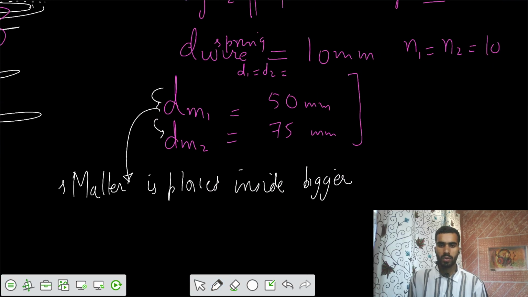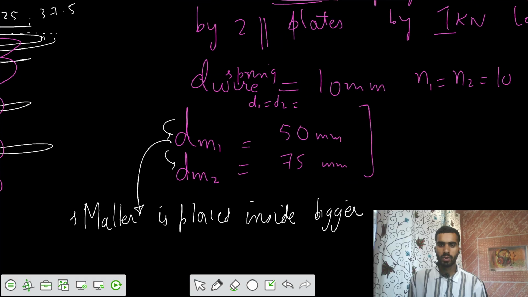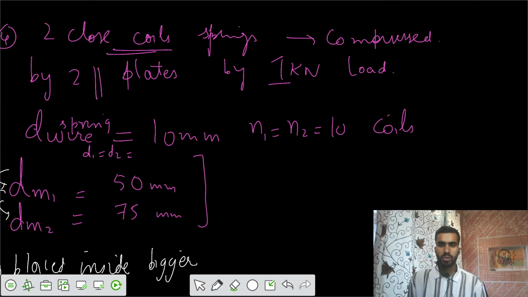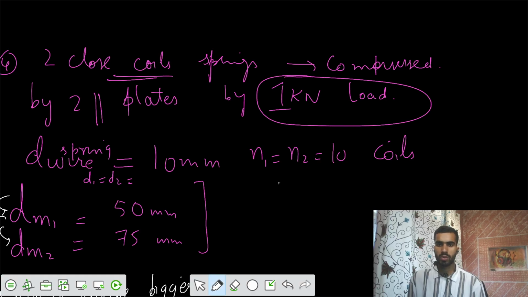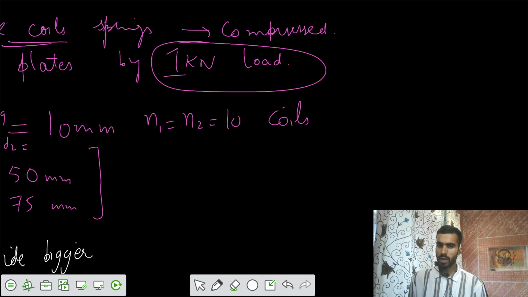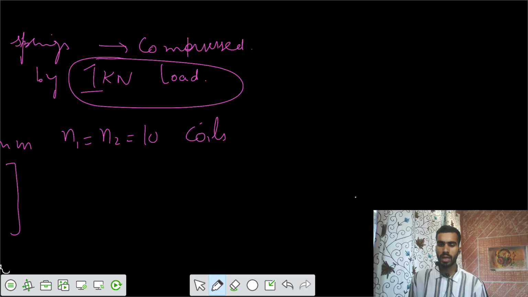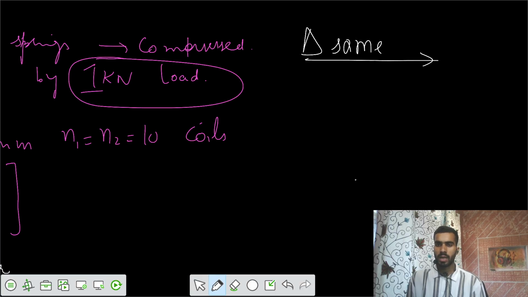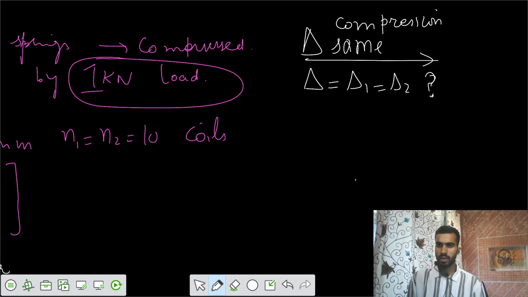We have attached those. Now these are subjected to a load of 1 kilonewton. The problem says they have the same compression because they are attached in parallel. Delta, the compression, is the same for the two springs, and you need to say what should be the value of delta. Delta equals delta 1 equals delta 2. You need to calculate that value of delta.